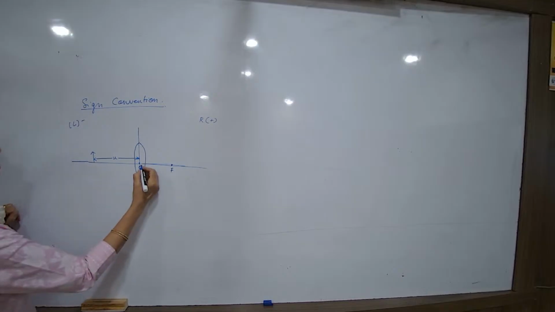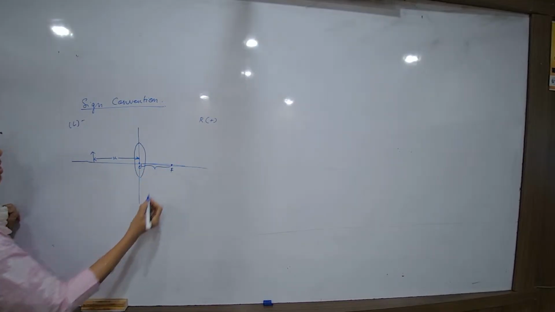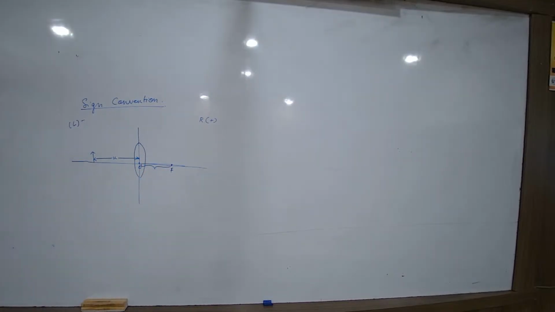Correct? And what is this distance between O and F? What is it called? It is your focal length. F is nothing but your focal length. Now is focal length going to be positive? It's obviously positive because it is coming on the right hand side. So focal length will always be positive.